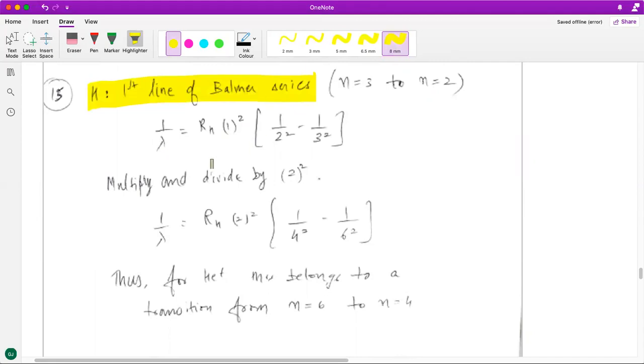Now what you do is that you multiply and divide the right hand side by 2 square, right? So what it does is that this 2 square goes ahead and takes the place of Z, and the denominator 2 square goes ahead and inside and talks about the energy levels or orbit numbers between which the transition can happen. So this formula matches the formula of helium plus having a transition between 4 to 6.